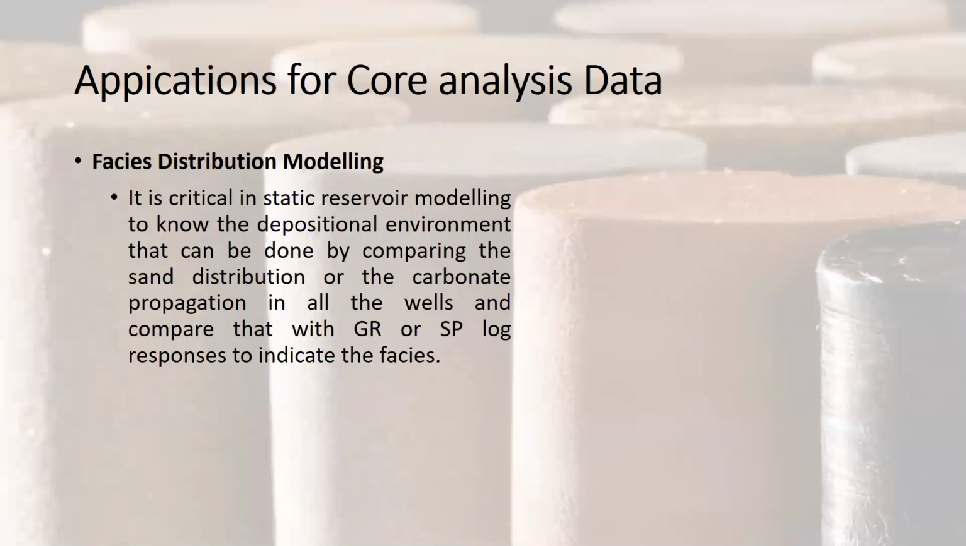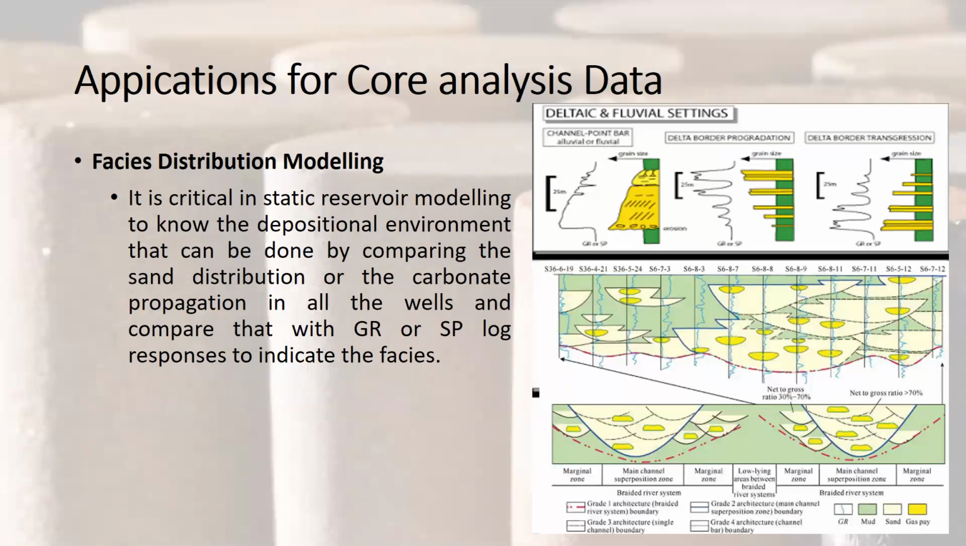Also, we have another application for the core data, like the phases distribution modeling. What is the meaning of the phases distribution modeling? As we know that all the reservoirs have a depositional concept. In other words, if we are making a static model for the reservoir, we should put a depositional model for the reservoir. The depositional model is telling us where to find the highest quality phases, okay? And where to find the lowest quality phases according to the deposition.